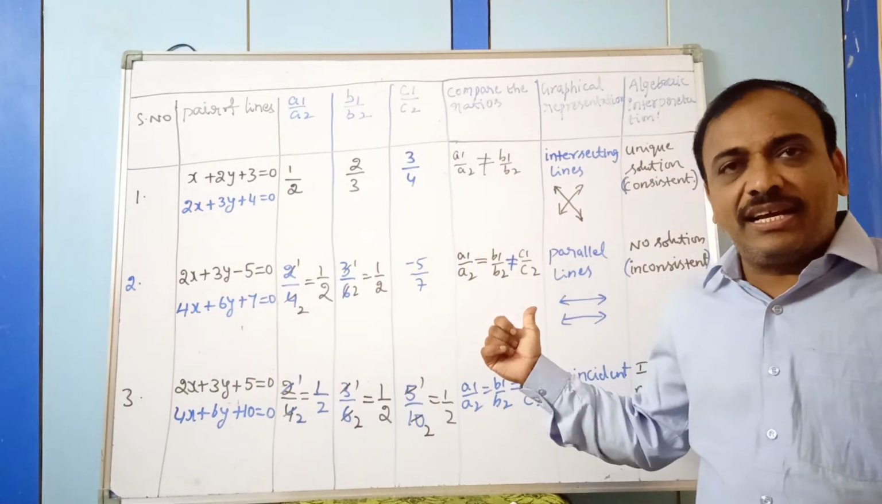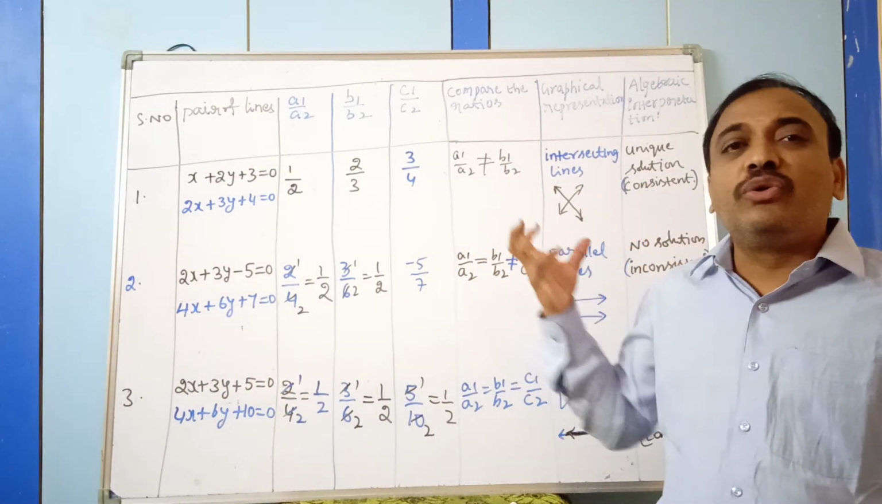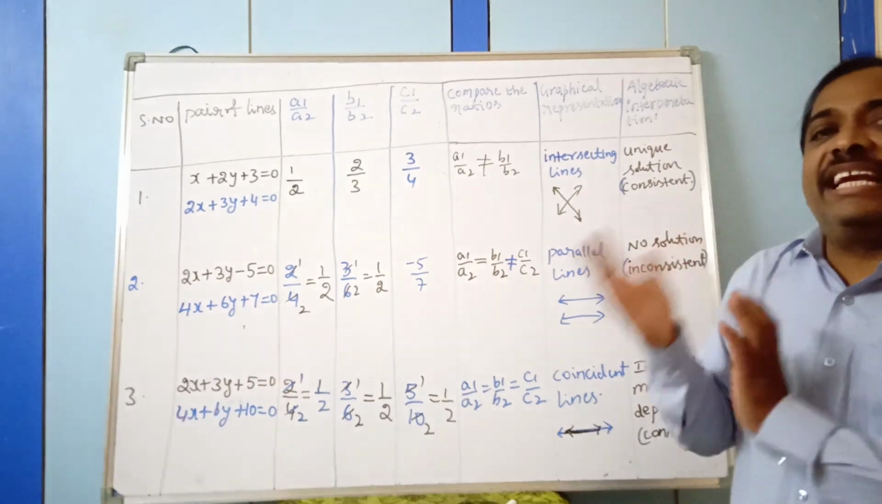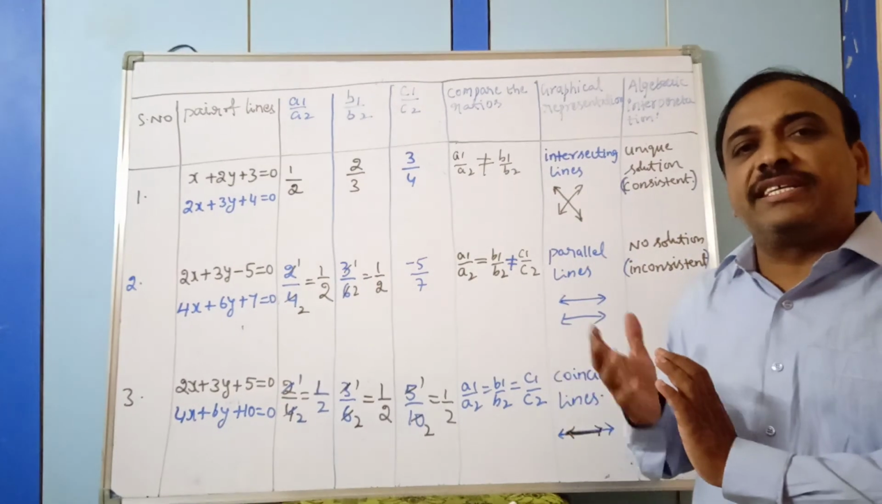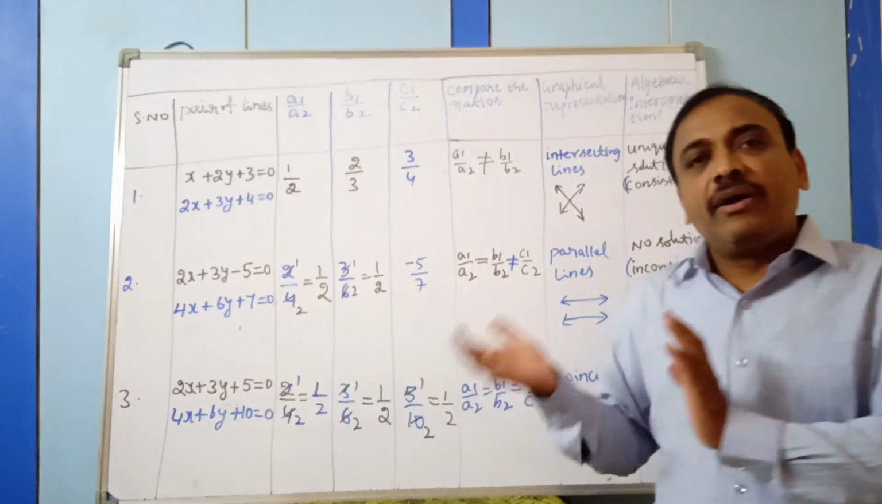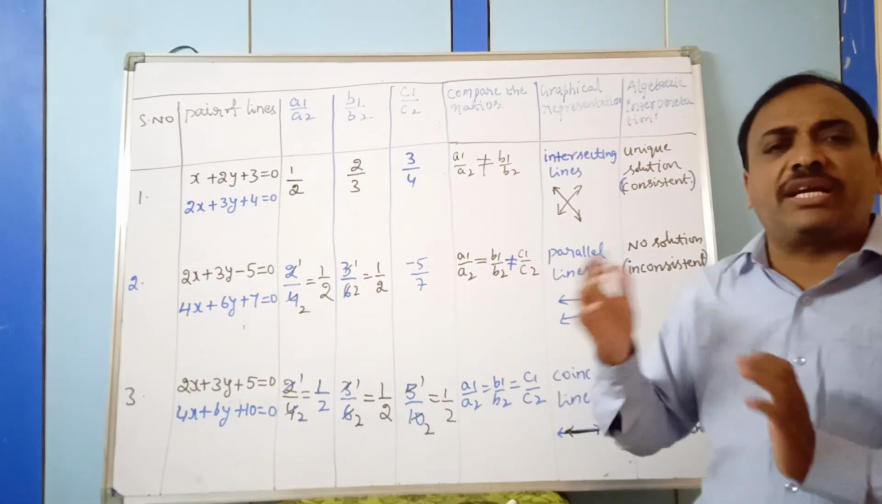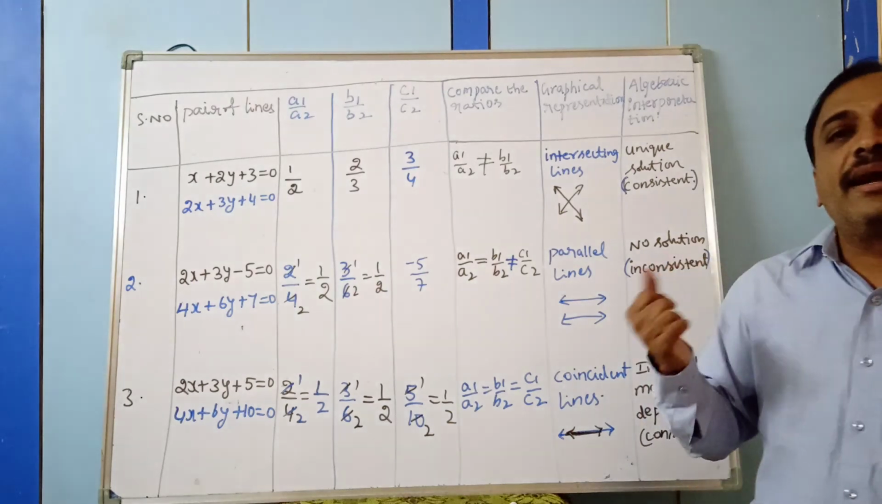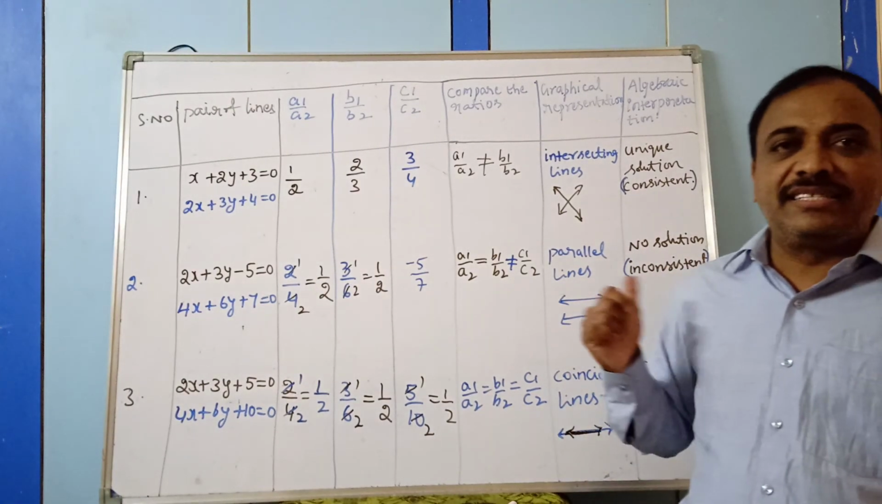Is it clear, children? I hope you understood how to identify whether the given pair of linear equations in two variables is consistent or inconsistent, whether they have infinitely many solutions or a unique solution or no solution. Is it clear?